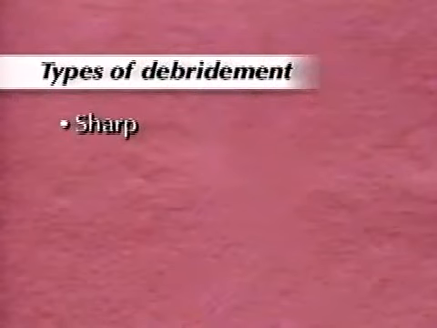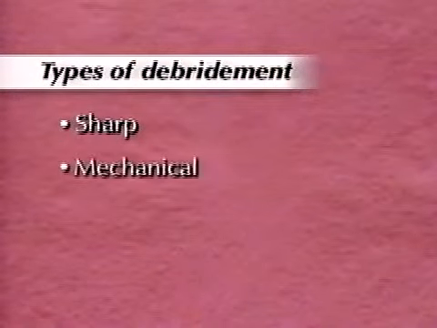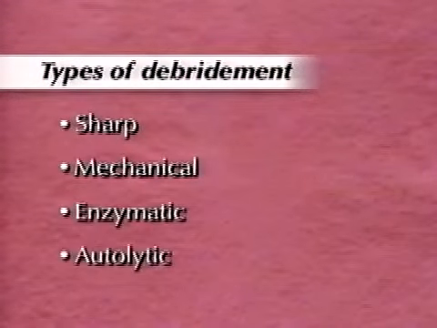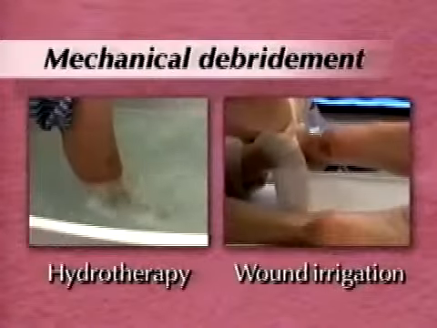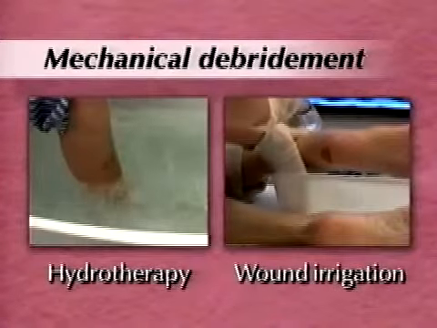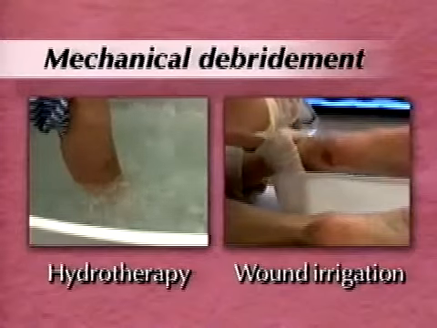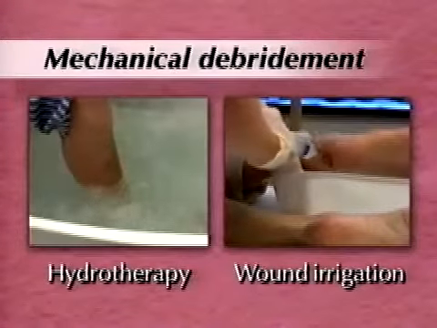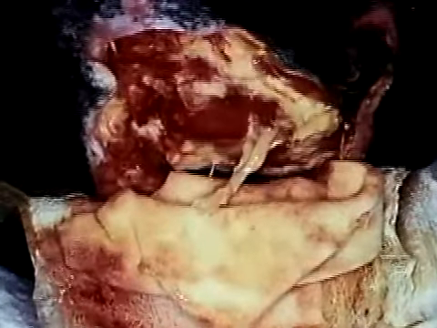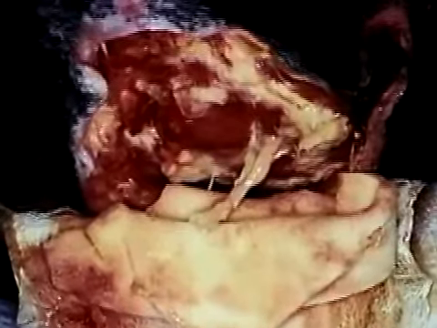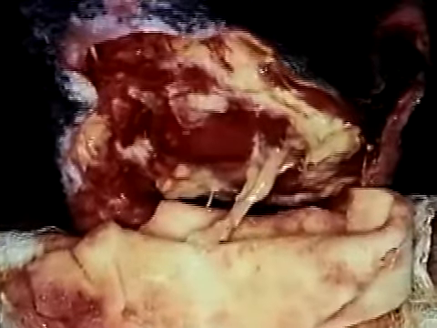When sharp debridement is not indicated, use mechanical, enzymatic, or autolytic debridement. Mechanical debridement may be achieved through hydrotherapy or wound irrigation. These techniques are used to soften and remove eschar and debris. Mechanical debridement can also be done with a wet-to-dry dressing, which adheres to necrotic tissue so that it can be pulled off with the dressing.